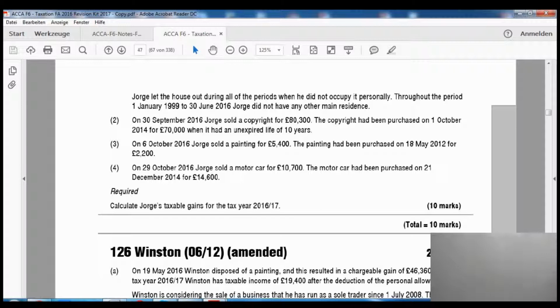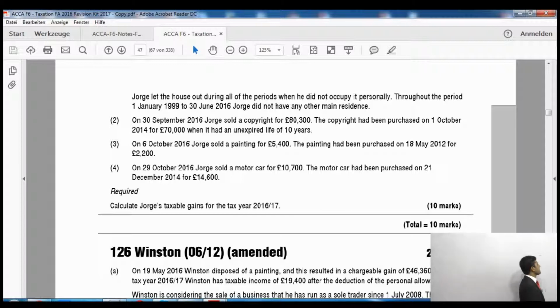Right? After that, if you look at note number 3, on 6th of October 2016, George sold a painting for 5,400. So he has sold for less than 6,000 pounds. The painting had been purchased on 18th of May 2012 for 2,200, which means that the sales is less than 6,000 pounds and cost is also less than 6,000 pounds, which means that there won't be any capital gains tax on it.